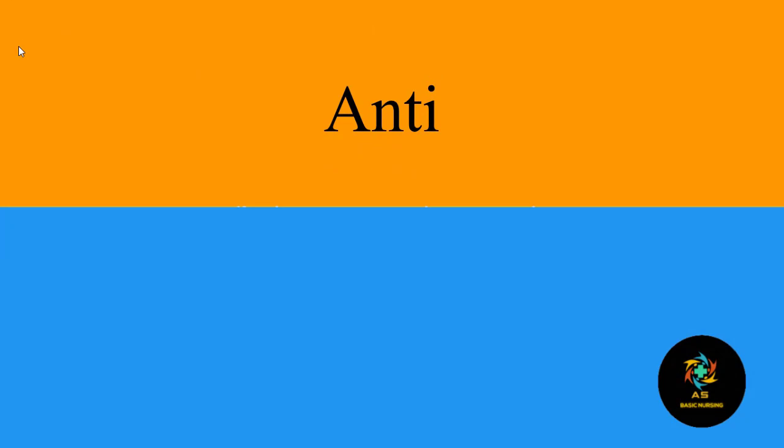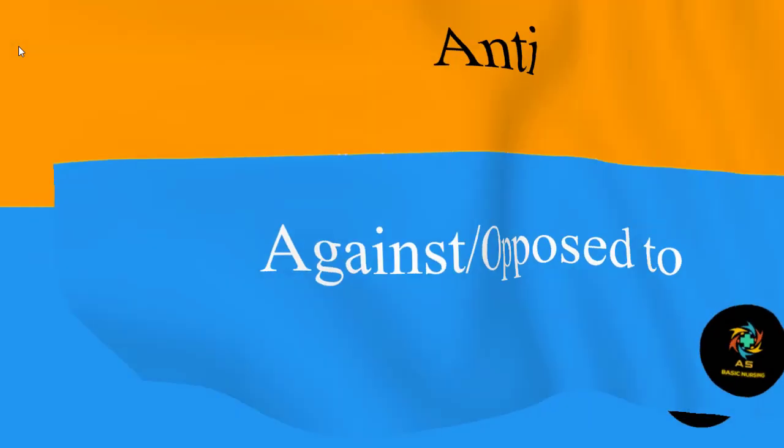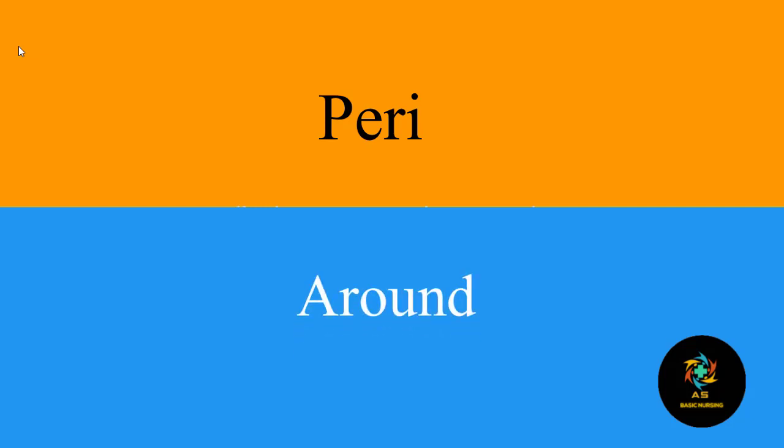Our next practical test word is anti, meaning against or opposed to. Example, we have antibiotics, meaning against bacteria. Peri is our next practical test word, meaning around. Example, pericardium, which means around the heart.